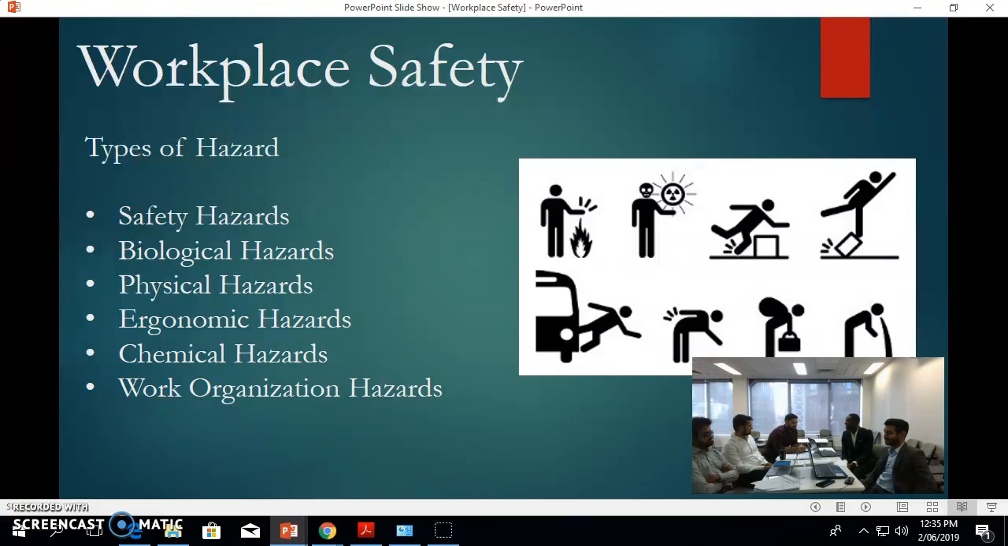Ran, could you tell us what kind of hazards we could find in the workplace? Yeah, thank you, John. We just sorted out some of the types of hazards at our workplaces. They could be safety hazards, biological hazards, physical hazards, ergonomic hazards, chemical hazards, and work organizational hazards. Safety hazards are almost common at every workplace, biological hazards are only related to medical places like hospitals, and work organizational hazards are almost similar at every place.